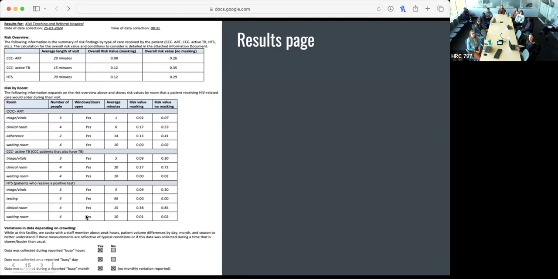And then this was taken during reported busy hours on a reported busy day, and there was no monthly variation reported. So from that, we can assume that this would be in the range of the highest values that this facility would see, because it was during the busiest period of time.